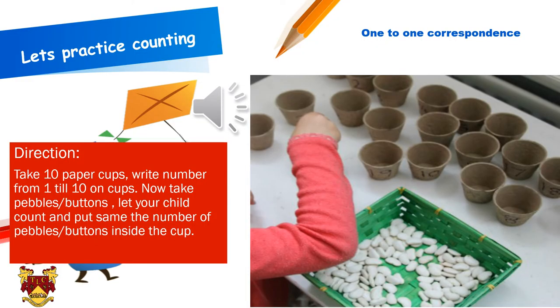Let's practice counting. Dear mommies, your children will need your help for this activity. You will need 10 paper cups and some pebbles or buttons. First, you will write numbers from 1 to 10 on the cups. Now let your child count and put the same number of pebbles or buttons inside the cup. Please repeat again to practice counting.